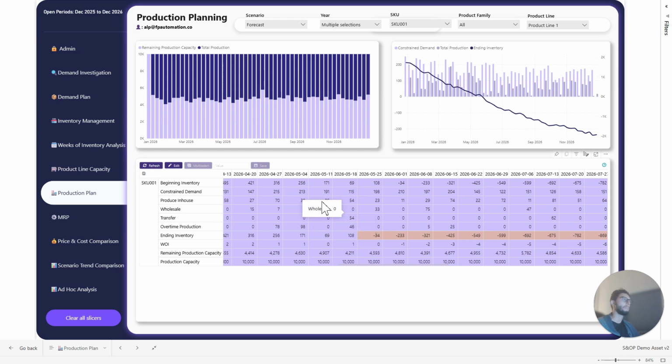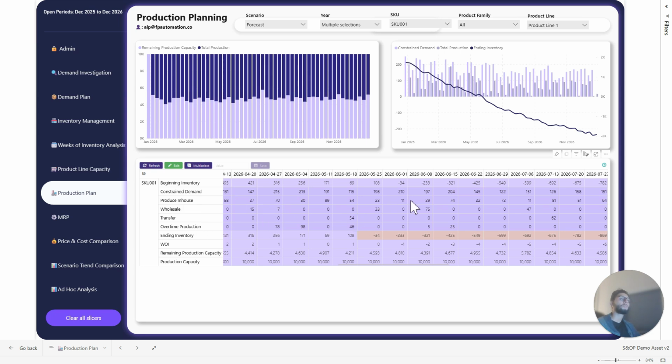to meet that demand. Right here, what I have the ability to do using the Acterys matrix visual is make adjustments to any one of my production values right here that you could see. So I can either adjust my constrained demand if I know I cannot meet that particular inventory or that particular demand level, or I can go ahead and produce in-house, wholesale, transfer from another facility, or go into overtime production.